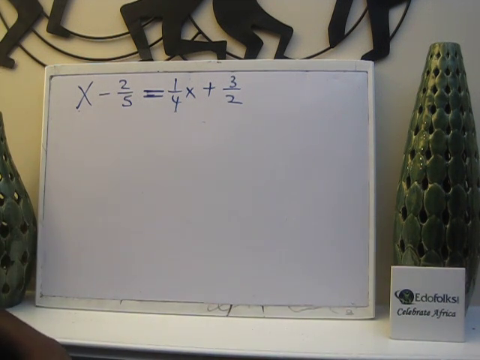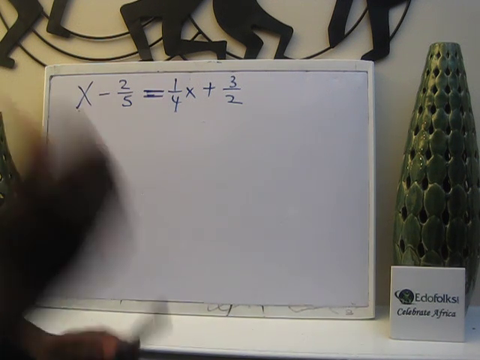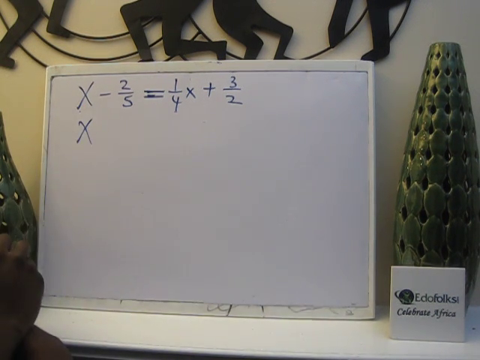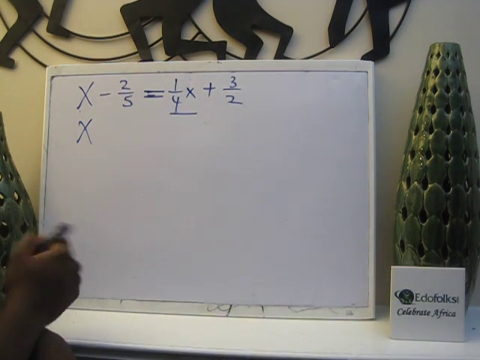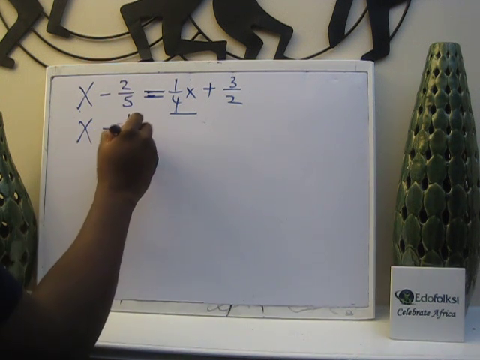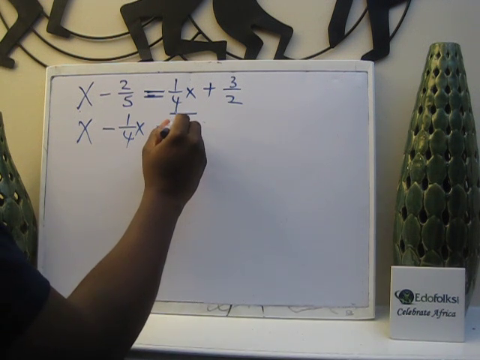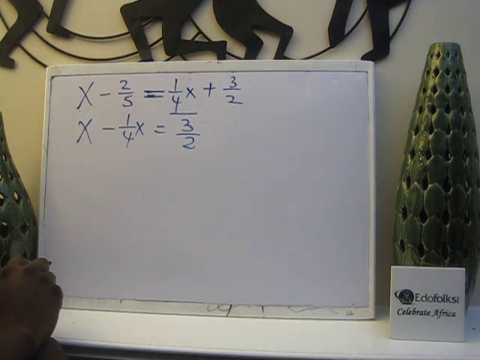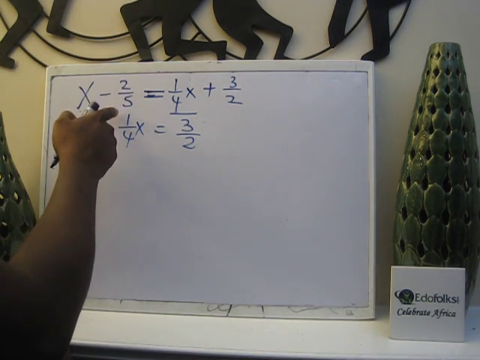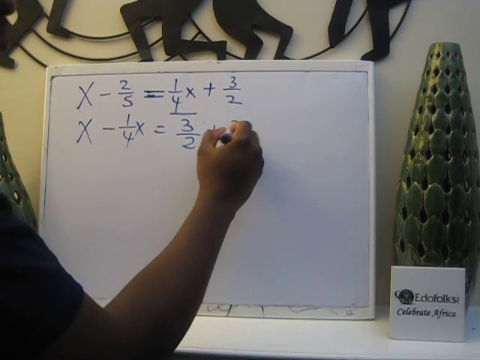I want all my x's together, so I'm going to move this x over here to be with this x, and this whole number over here. So I write my x. This is a positive 1/4x. If I move it over here to join its partner, it's going to be a negative 1/4x, equal to. This stays where it is. It's basically 3/2 is positive. And this negative 2/5 comes over here as a positive. So it's going to be positive 2/5.